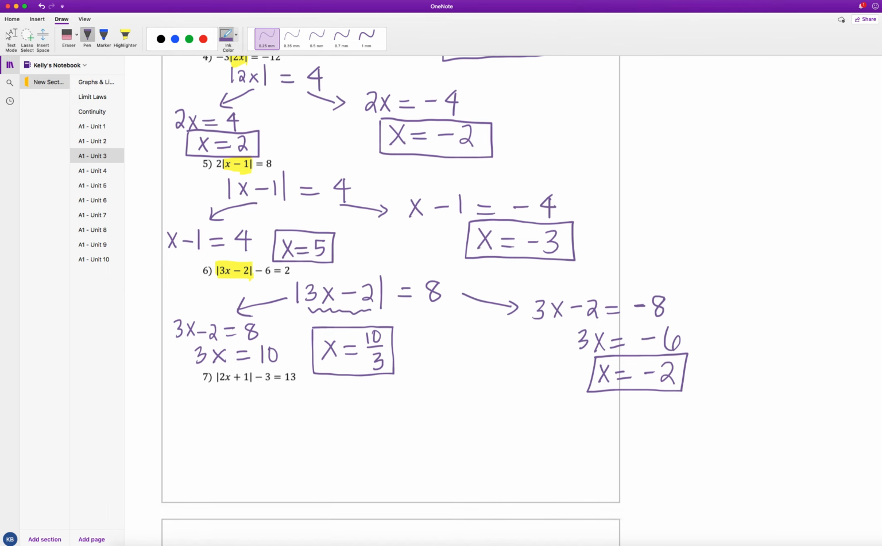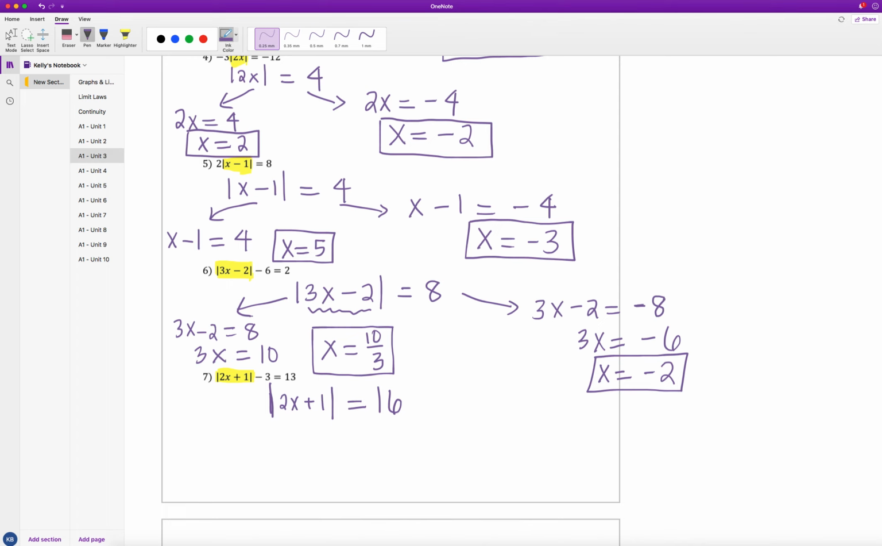Okay, question 7. So again, I'm going to have you guys pause the video, try our last example on your own first, and then we'll check it together. Okay, let's check example 7. So our absolute value piece is the absolute value of 2x plus 1, and we need to first make sure that that term is isolated. It is not in this case, so I first need to add the 3 to the other side, and we get the absolute value of 2x plus 1, all inside absolute values, equals 16, since I have to add the 3 to the other side to isolate the absolute value term.